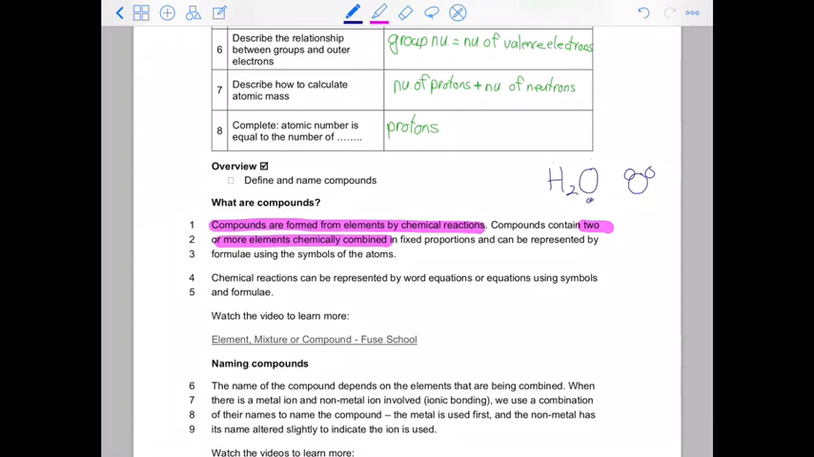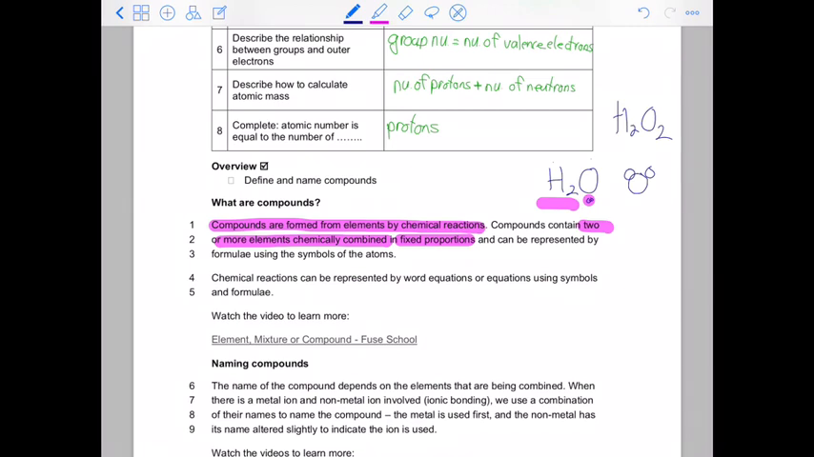So something else you need to know is they are in fixed proportions. So there's always 2 hydrogens for every 1 oxygen, right? If, for example, you have H2O2, so you have 2 hydrogens for every 2 oxygens, you end up with a very different compound. You end up with hydrogen peroxide, which is different from water. So you do need to make sure that it is in that fixed proportions.